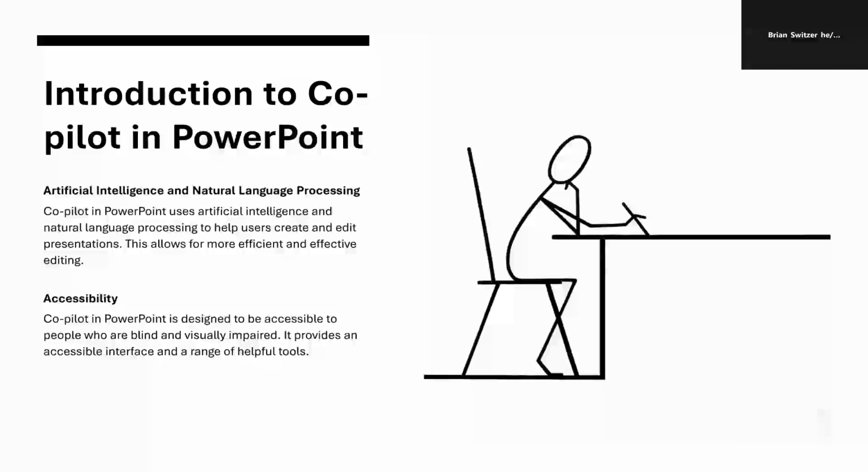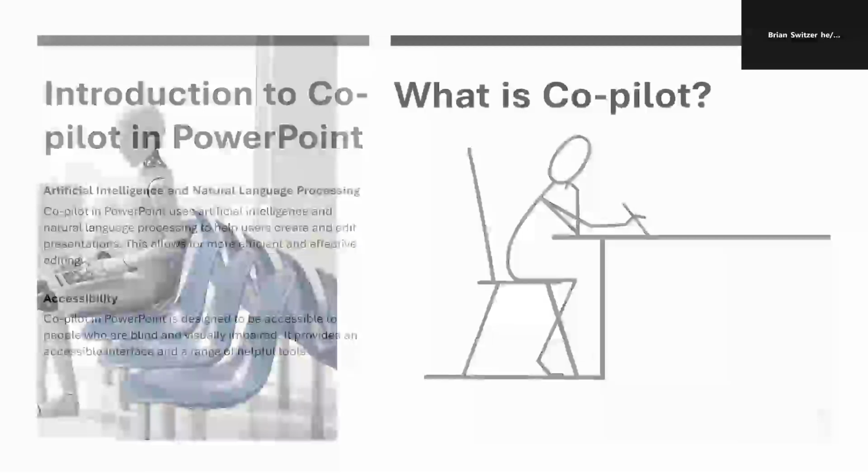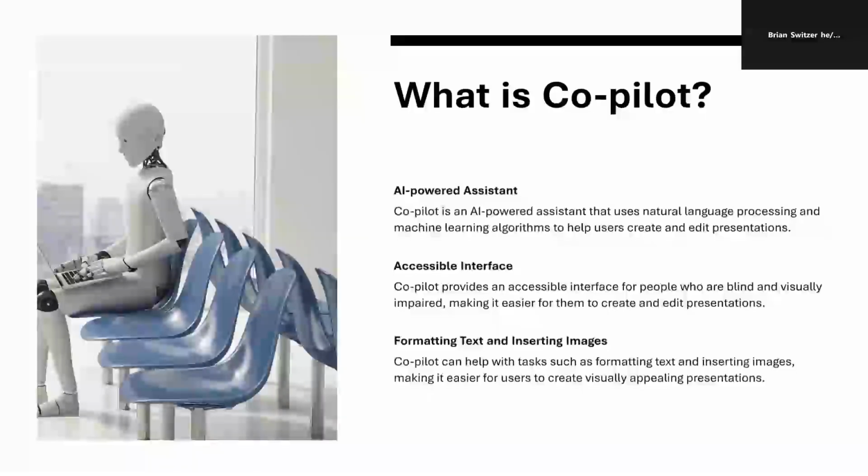All right, let's see a couple more slides. Slide 4. What is Copilot? Content placeholder: a robot using a laptop sitting on a blue chair. What is Copilot? AI-powered assistant. Copilot is an AI-powered assistant that uses natural language processing and machine learning algorithms to help users create and edit presentations. Accessible interface. Copilot provides an accessible interface for people who are blind and visually impaired, making it easier for them to create and edit presentations.